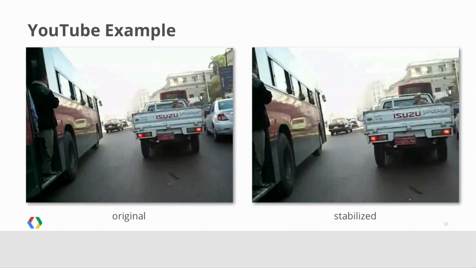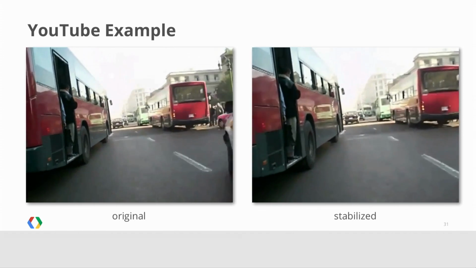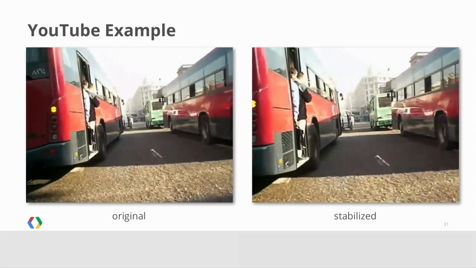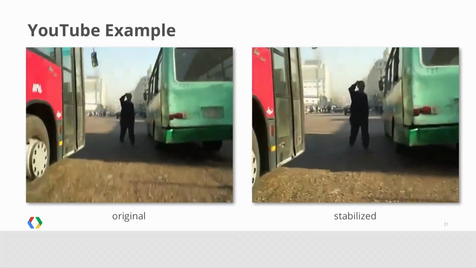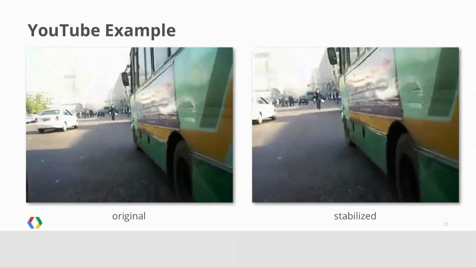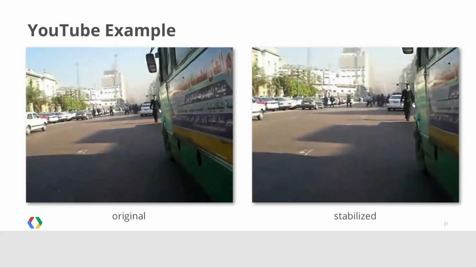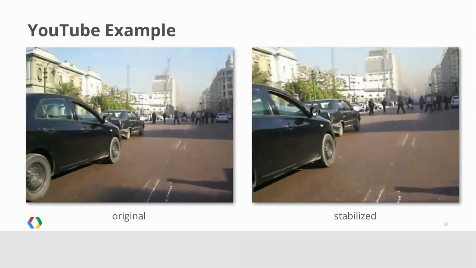Another example here recorded on a bike in Cairo, and so you see a lot of this high frequency perturbation in the Y direction, and it's completely gone in the stabilized result. The stabilized result really looks like just the handlebar moving very smoothly.